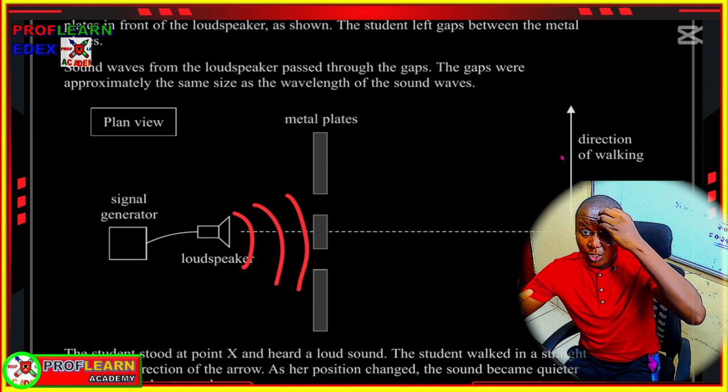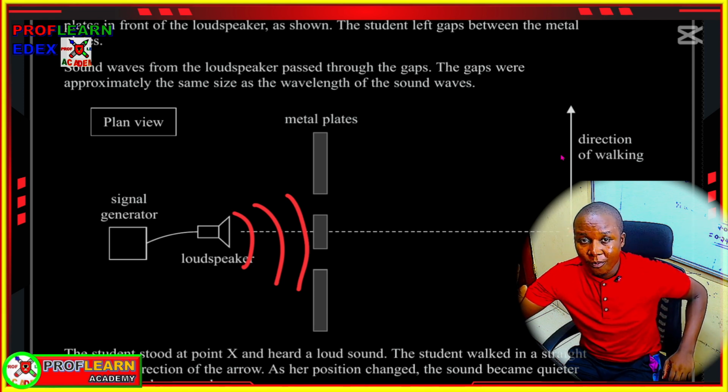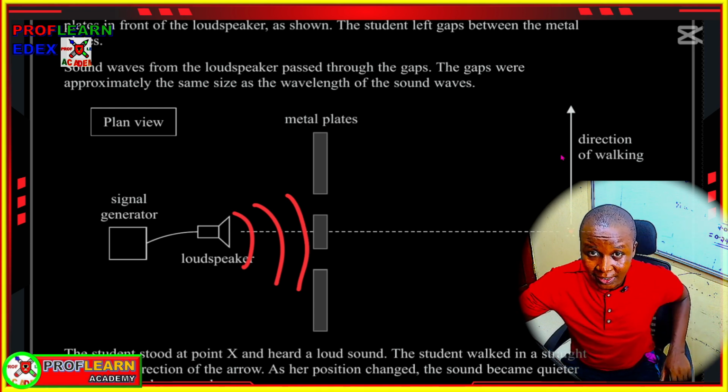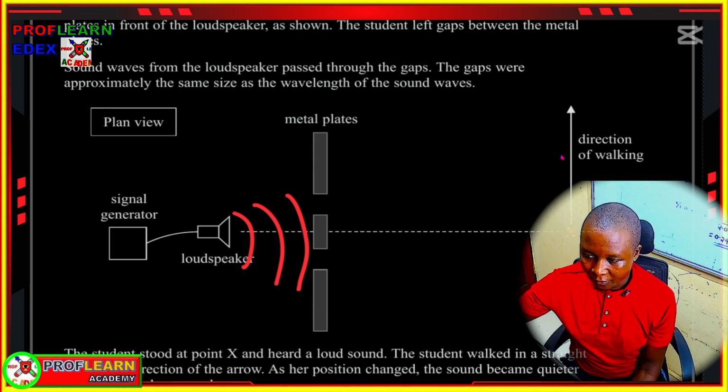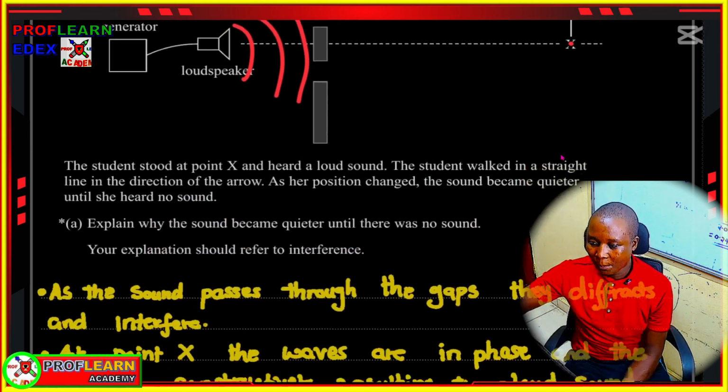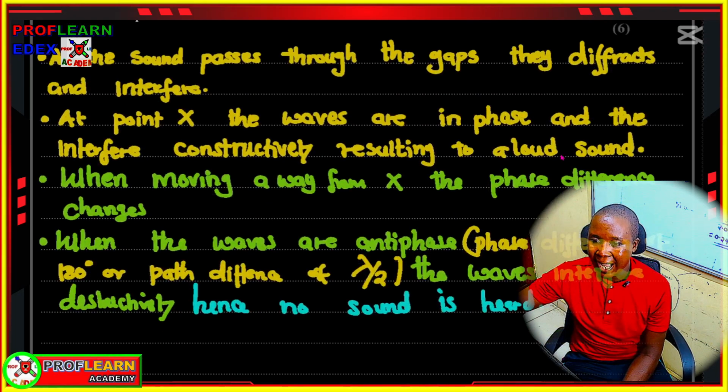The region where the student is going to hear loud sound is a region where constructive interference is taking place. And for constructive interference to take place, the two waves must be in phase, right? Where no sound, or a soft sound, will be heard, that is a region where destructive interference has taken place, and that's when two waves meet while they are out of phase. Now let's see how you are supposed to structure your answer in order to earn full marks.